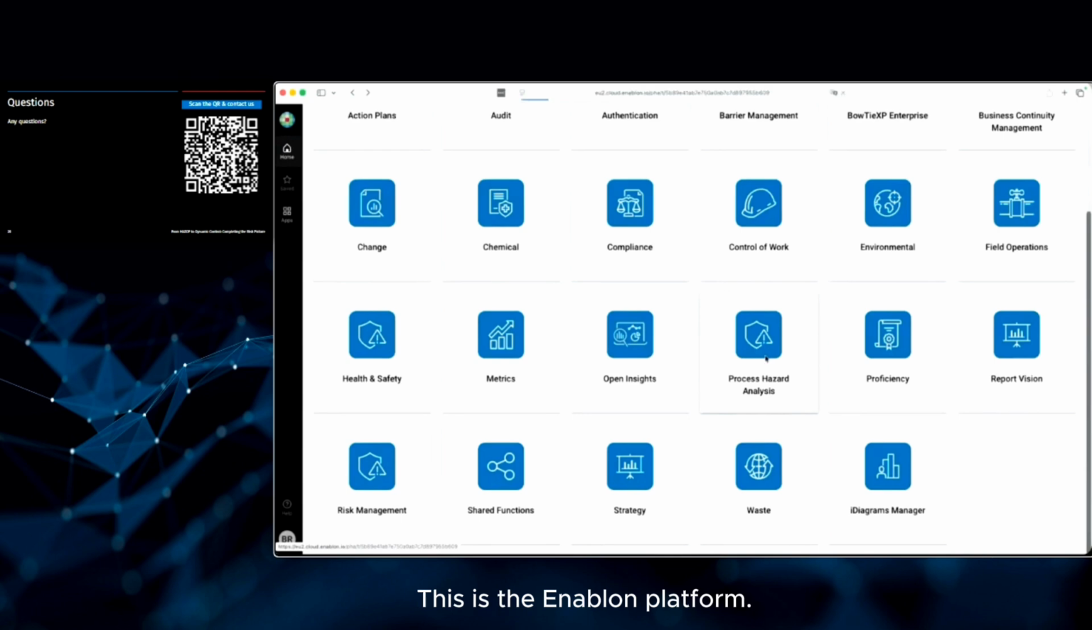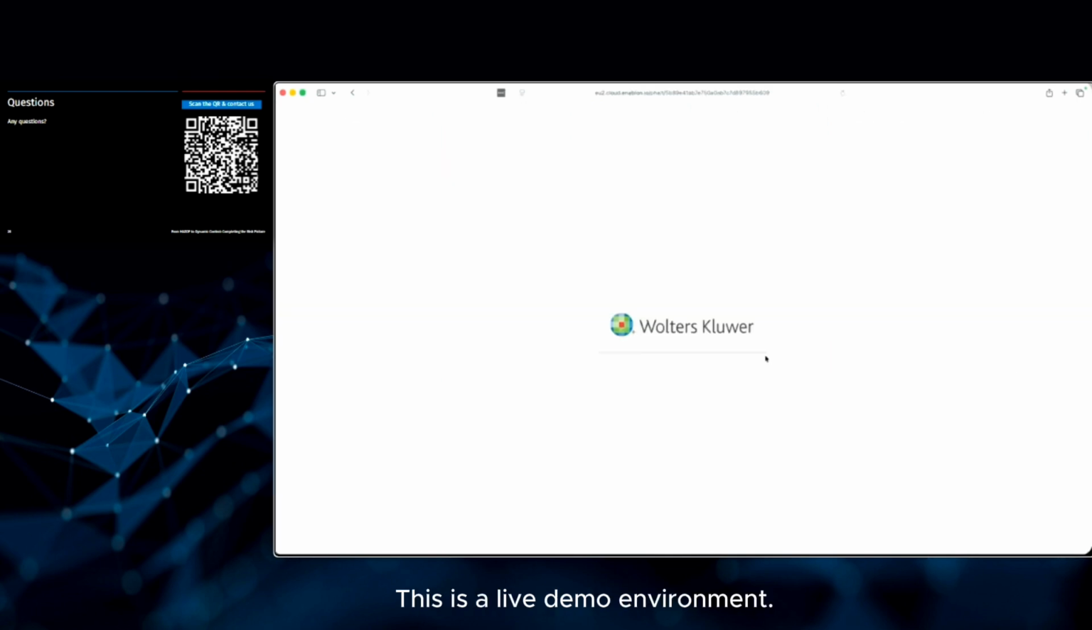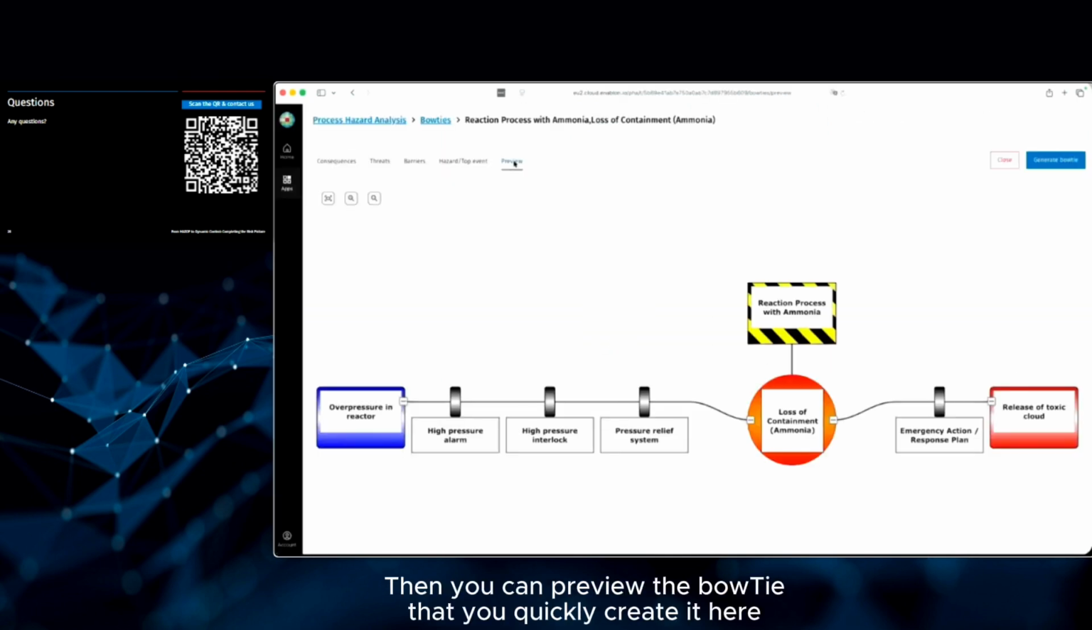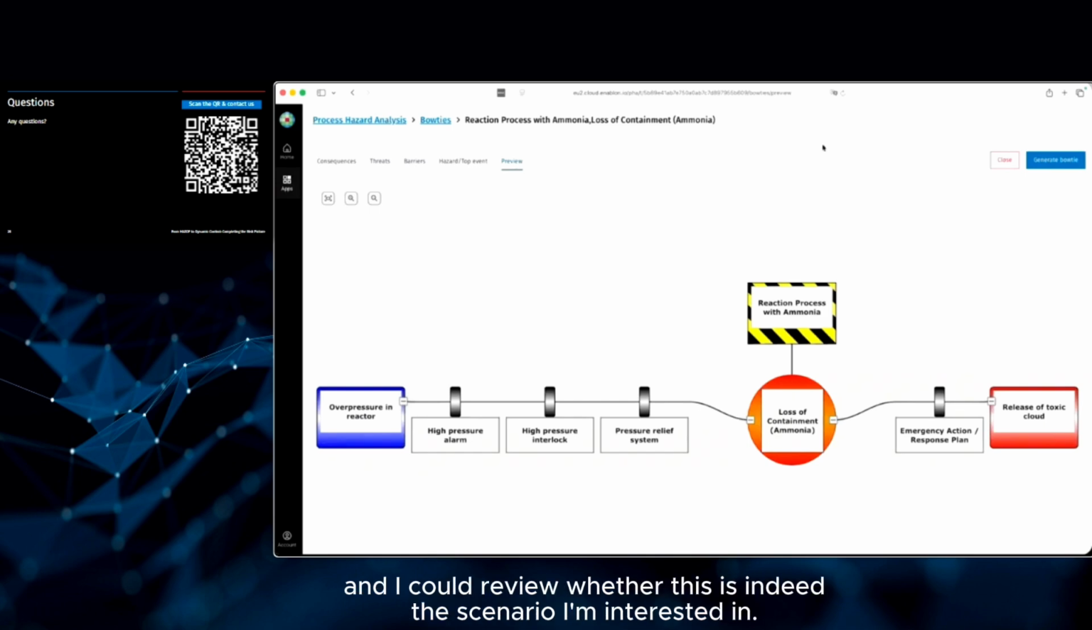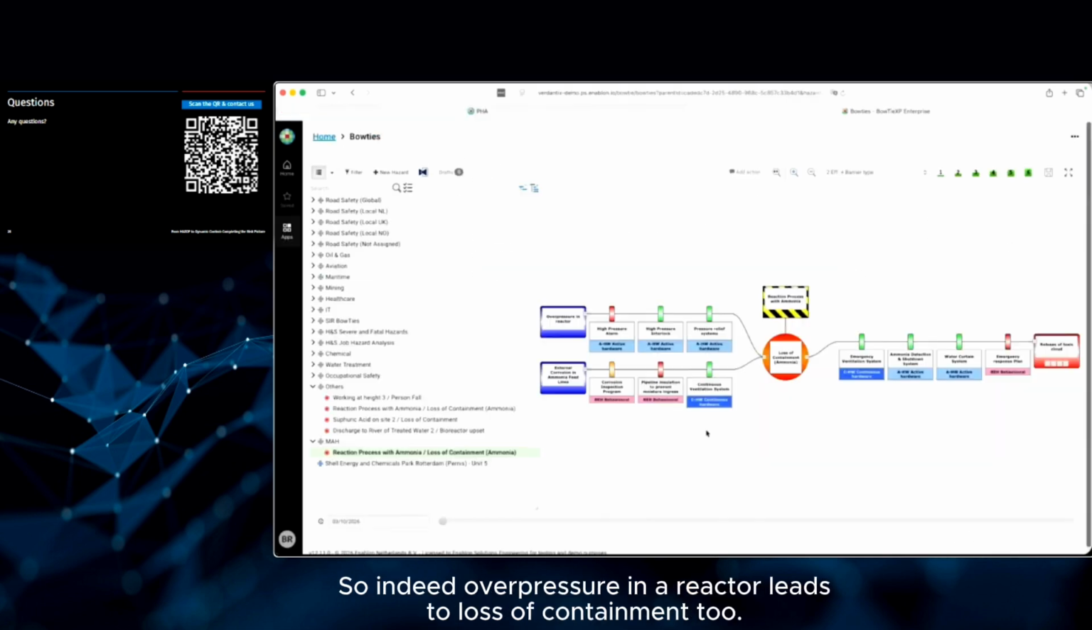This is the Enablon platform. This is a live demo environment. Then you can preview the Bowtie that you quickly created here. And I could review whether this is indeed the scenario I'm interested in. So indeed, overpressure in a reactor leads to loss of containment. So then what next, right?